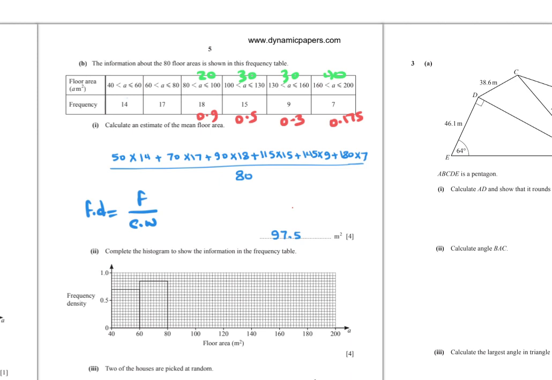Now draw for the third, the height 0.9. So from 80 to 100, the height 0.9. Each two squares represents 0.1. So this is 0.9.